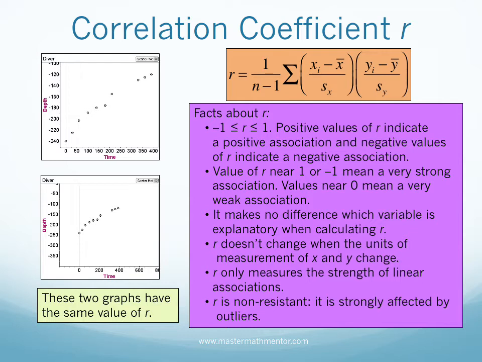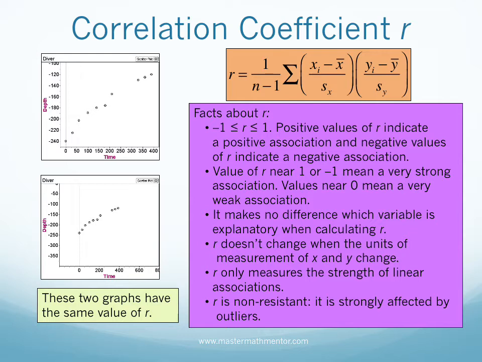Thankfully, you do not need to know this formula on the AP exam, as you will either be given the value or your calculator will determine it. You just need to know how r is used. Facts about r: r is greater than or equal to -1 and less than or equal to 1. Positive values of r indicate a positive association, and negative values of r indicate a negative association.